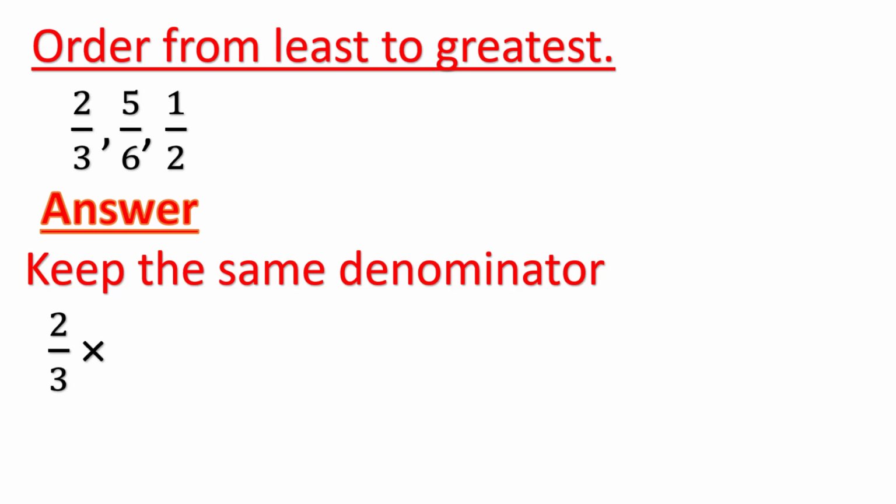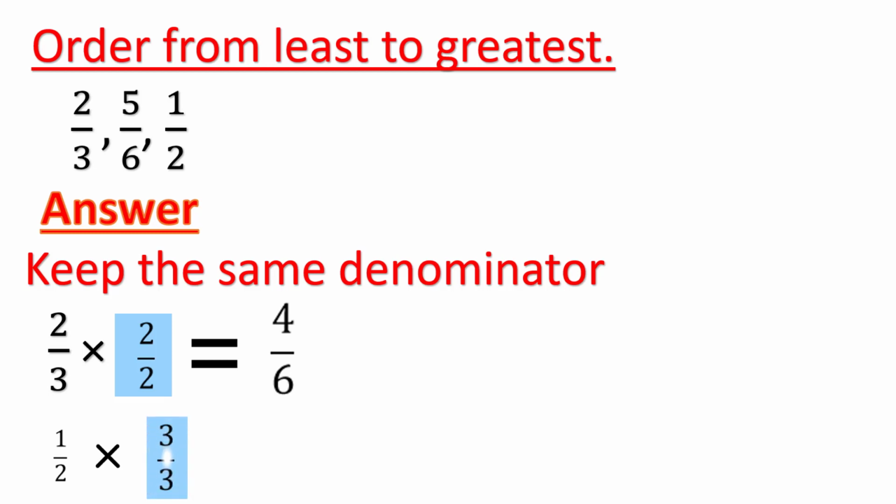Look at the first, just multiply the two terms of the fraction by 2 here. So the equivalent fraction is what? Is 4 over 6. So the first step, we will find the equivalent fractions of the first fraction and the last fraction, which is 1/2. How can we make 2, 6? Multiplying by 3. So multiply 1/2 by 3 over 3, so it will be 3 over 6.